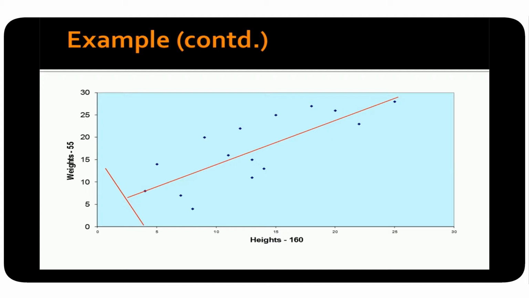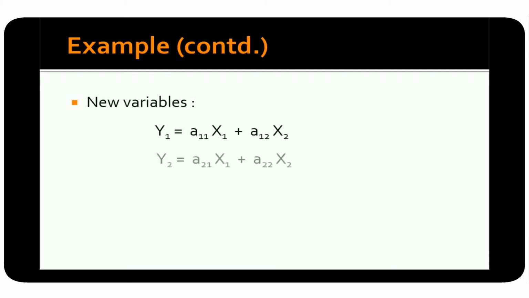So, what we do is, instead of the two variables heights and weights, we take just the combinations. Mind you, these red lines are combinations. So, the first red line is say y 1, which is a 1 1 x 1 plus a 1 2 x 2, and the second red line is y 2, which is a 2 1 x 1 plus a 2 2 x 2, these two lines being perpendicular to each other.